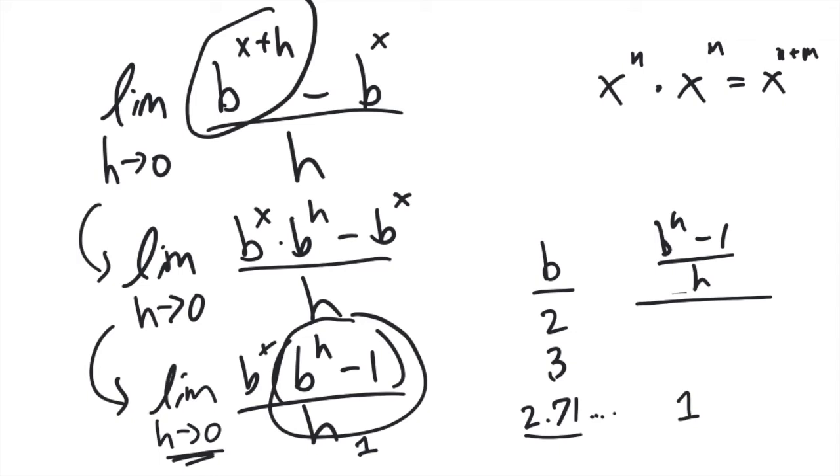So if you actually use e as your base instead of a generic b, what you end up getting is that b to the h minus 1 over h ends up giving you 1. And then since b is being replaced by an e, you end up just getting e to the x. And it ends up giving us a really interesting result. Here's what this ends up giving us.